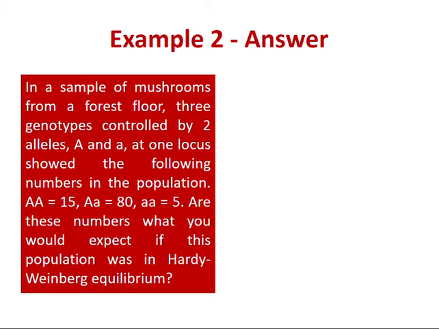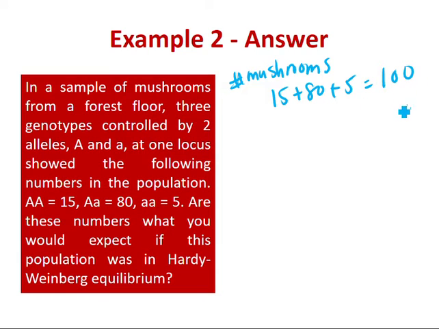So, for this population of mushroom, you have to calculate the total number of mushroom in that population first. Always start with something that you can figure out, right? If you blur, 15 plus 80 plus 5, which gives you 100. 15 plus 5 is 20, 20 plus 80 is 100. Okay, so we have a total of 100 mushroom.